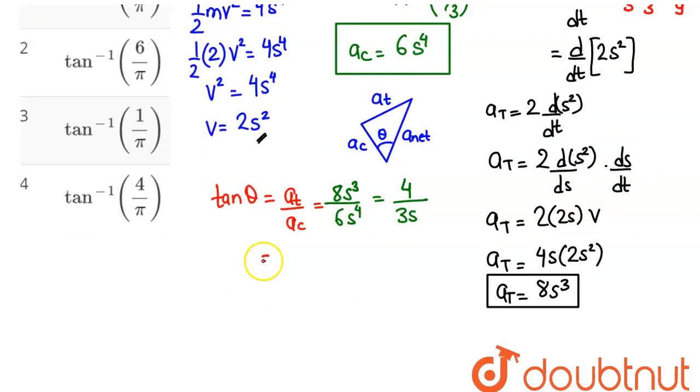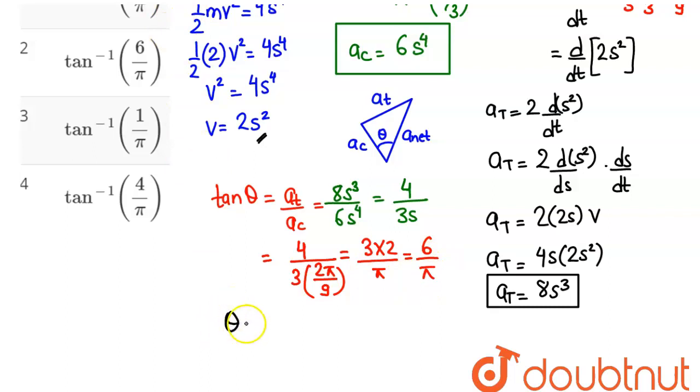So tan theta is equal to 4 upon 3 into s, where s is 2 pi divided by 9. This simplifies by cancelling 2 and cancelling 3, giving 6 upon pi. Hence our required final answer is theta equal to tan inverse of 6 upon pi, which we can see as option number 2. Hence 2 is the correct answer.